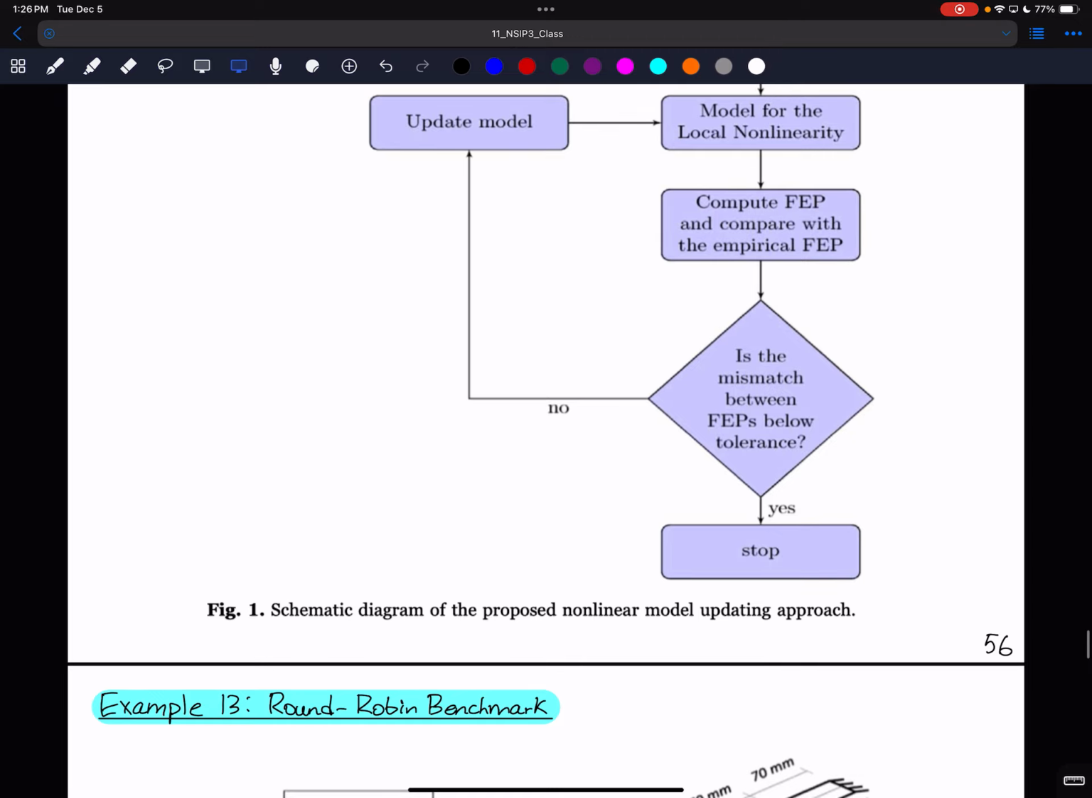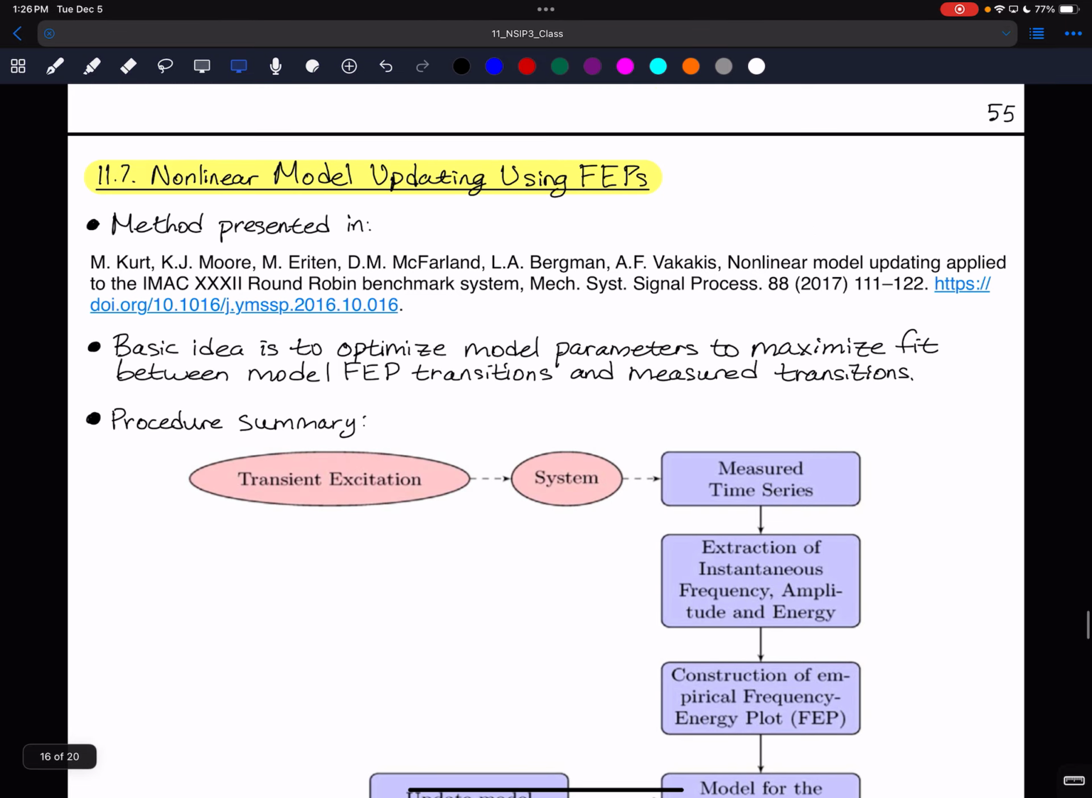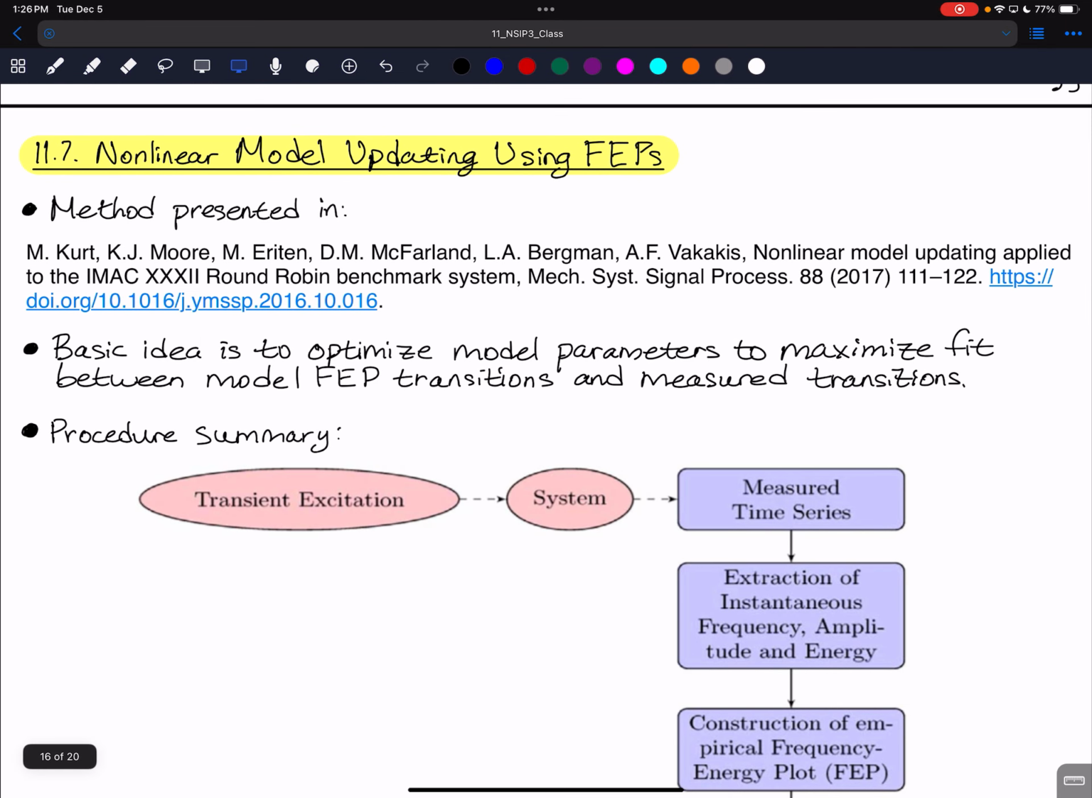All right, so the last method we'll talk about relatively briefly is just a technique for doing nonlinear model updating using frequency energy plots. The method was presented in the papers shown there, and the basic idea is that you've proposed a model, typically based on a frequency analysis of the system. Once you propose the model, you want to identify the parameters. So the basic idea is to optimize those parameters by maximizing the fit between the model frequency energy plot and the measured frequency energy plot.